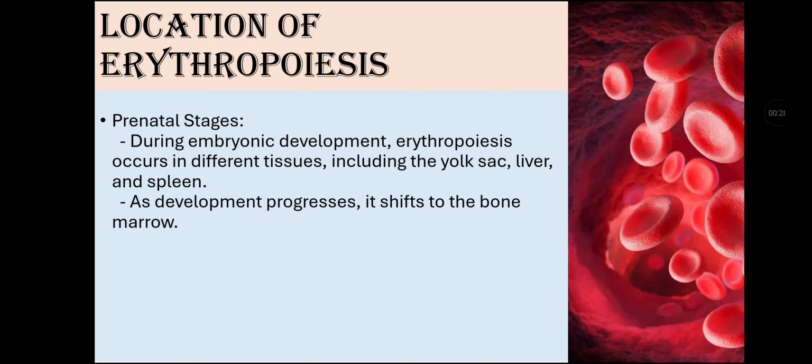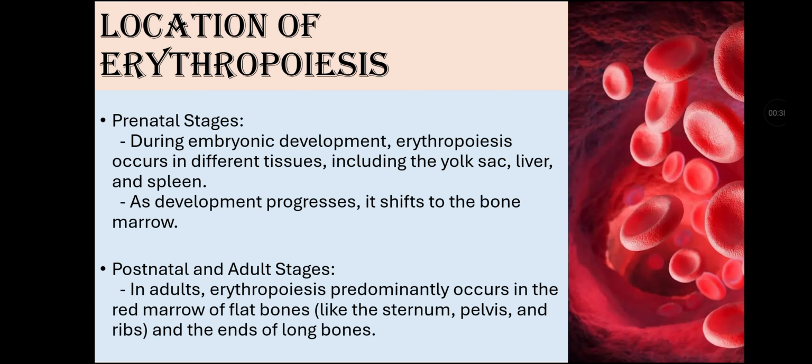Talking about location of erythropoiesis, it depends on the stages of development of the human being. In prenatal stages during embryonic development, erythropoiesis occurs in different tissues like yolk sac, liver, and spleen. But as development progresses, it shifts to the bone marrow. In postnatal and adult stages, erythropoiesis will predominantly occur in the red marrow of flat bones like sternum, pelvis, and ribs, and the ends of long bones.